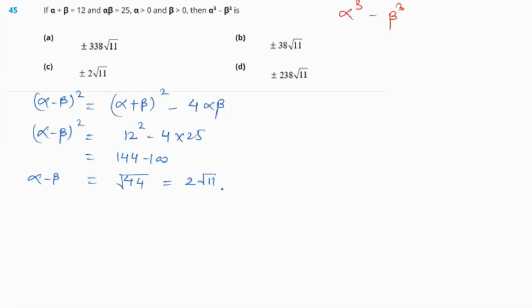Okay, now since the question is asking about alpha cube minus beta cube, for this we can use the formula: a cube minus b cube should equal a minus b times a square plus ab plus b square. Okay, we will use this formula. So alpha minus beta is what? 2 root 11. We can put the value over here as 2 root 11.